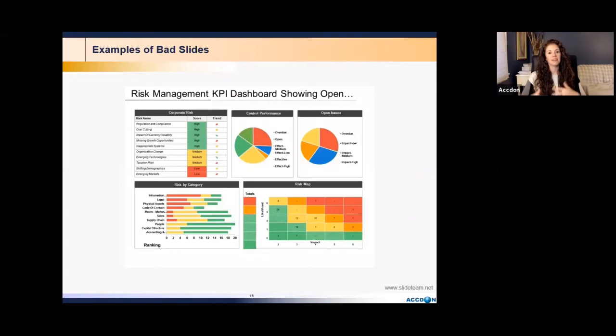And then last but not least, kind of to highlight the too many plots on one slide.